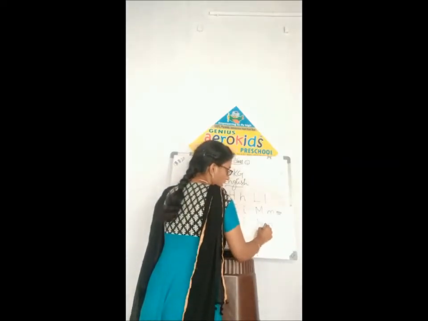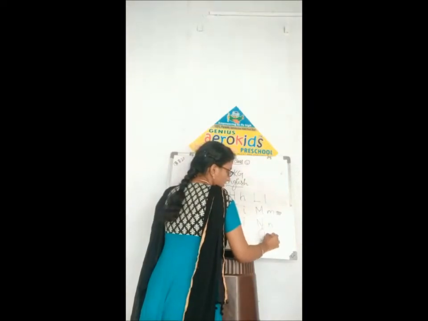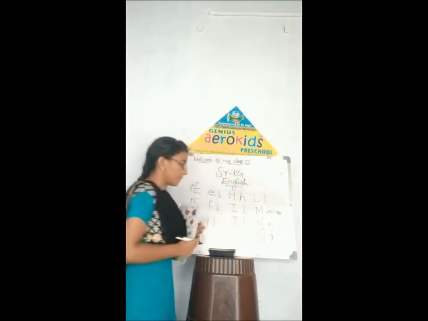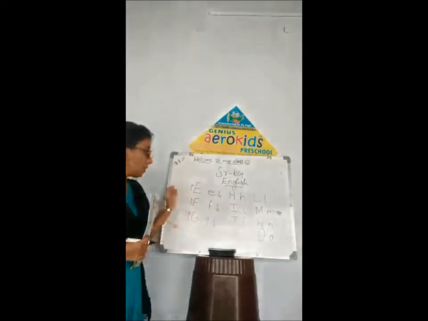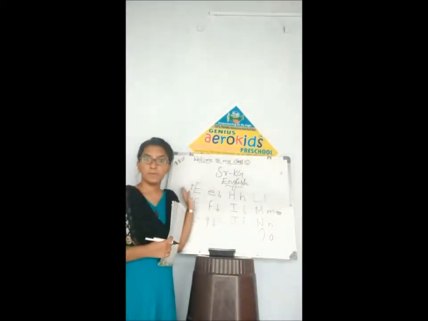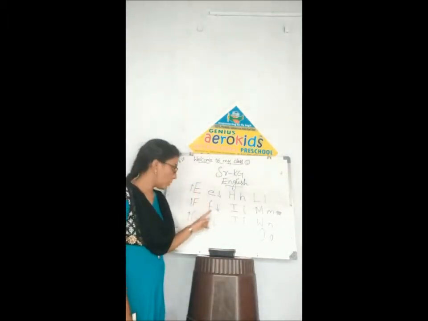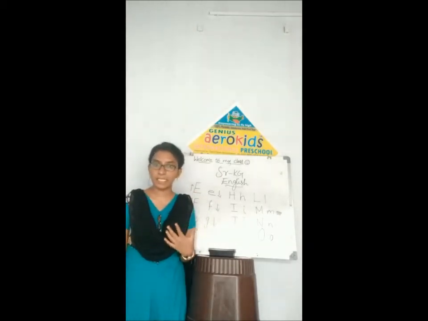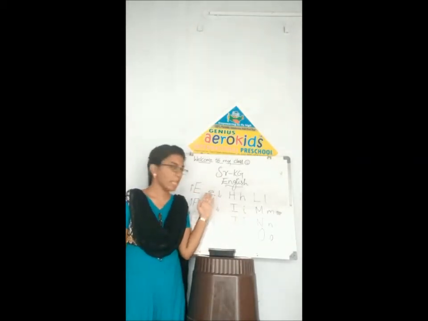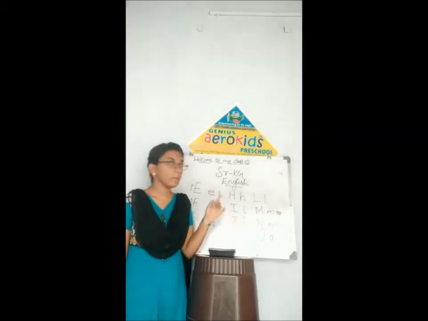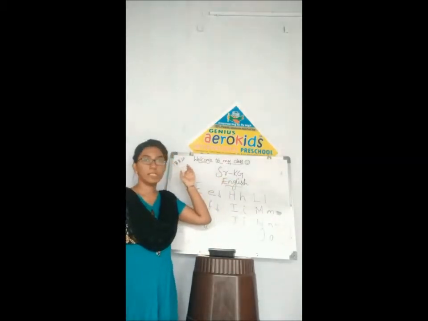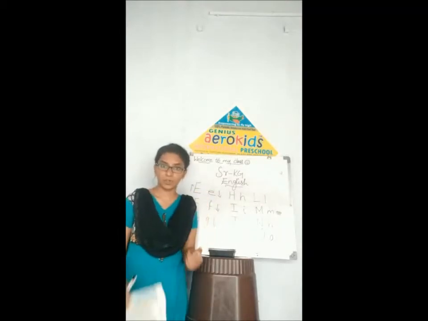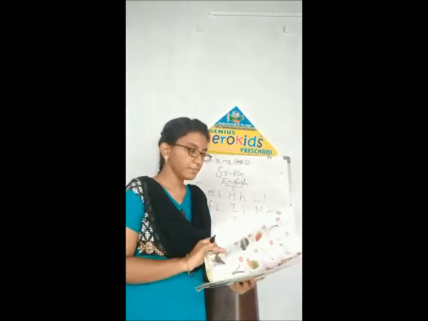Capital O, small r. Okay. Have you all written this? You have to write together, uppercase and lowercase, uppercase, lowercase, so that you can remember easily. Already you know this. Once we have to write in your note. Put English and put the date and you can write. Okay. Fine. Now it's time to say a story.